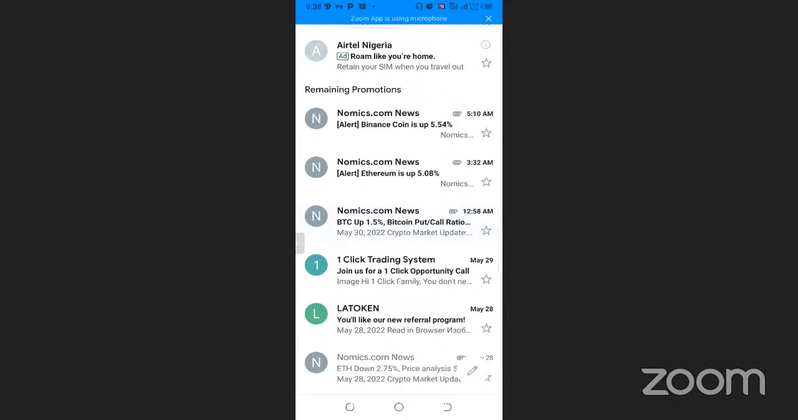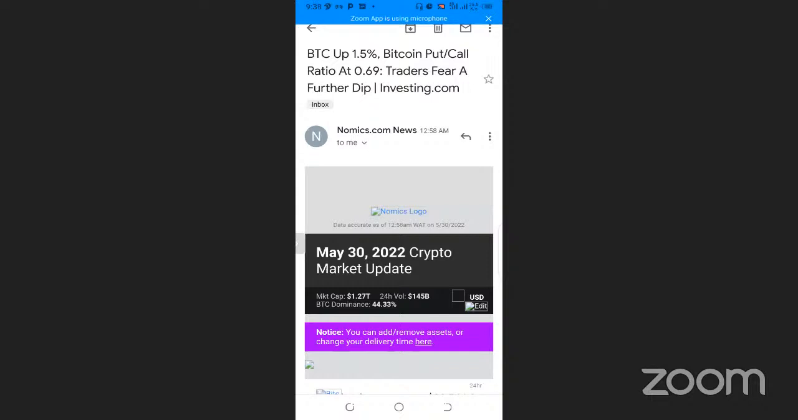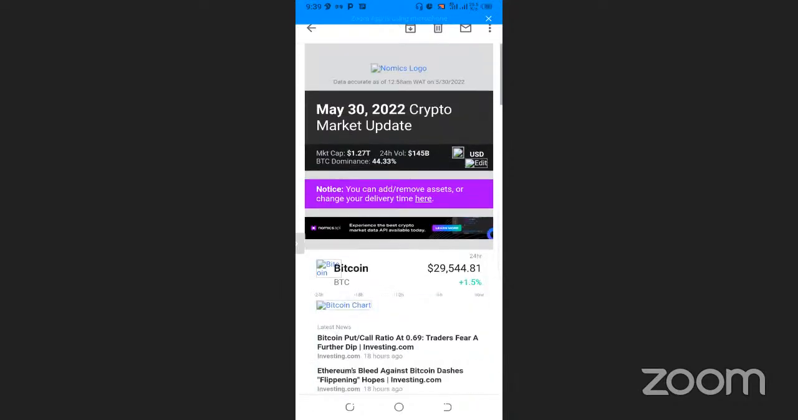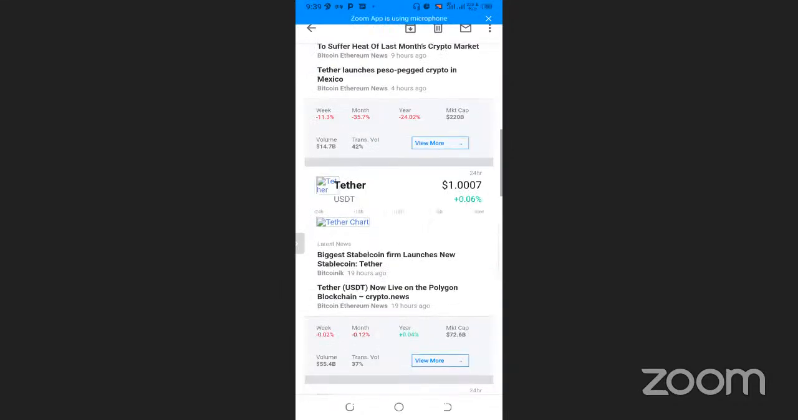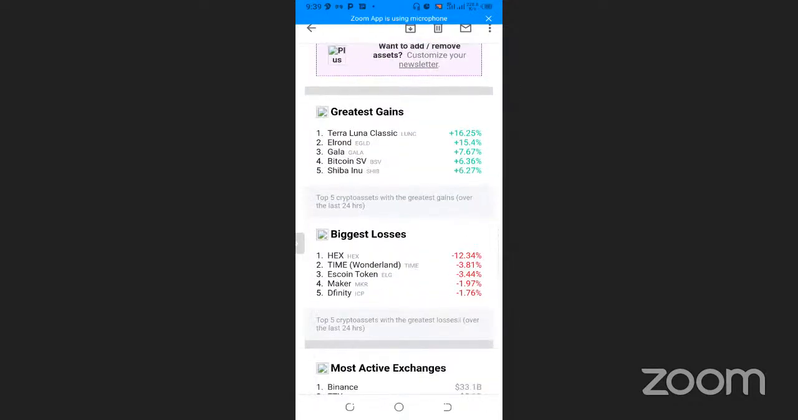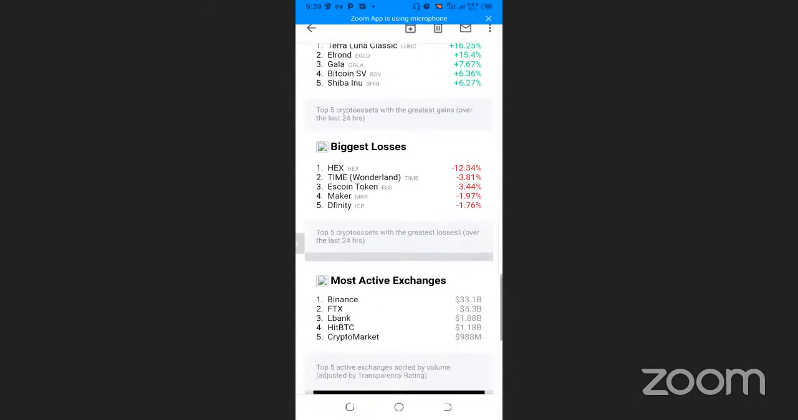All right, yeah, we get it right. All right, we are there. Okay, now Ethereum is up 1.5% profit, while Bitcoin put-call ratio is at 0.9%, trading fear and a further drop, from investment.com. So now we are going to look at the moment. Ethereum crash, okay, Galas, BSC, Shiba.